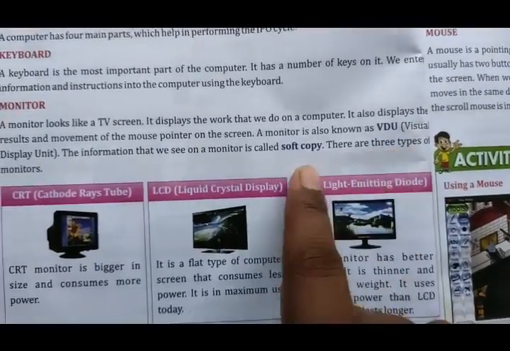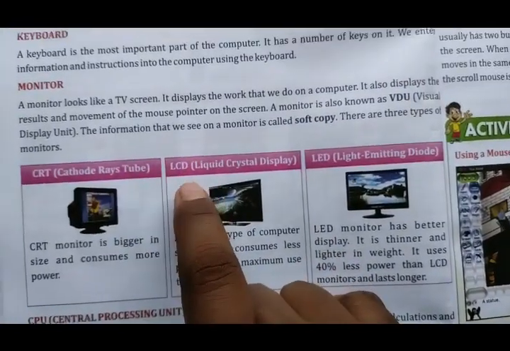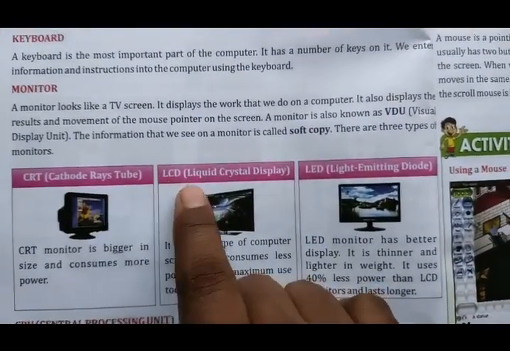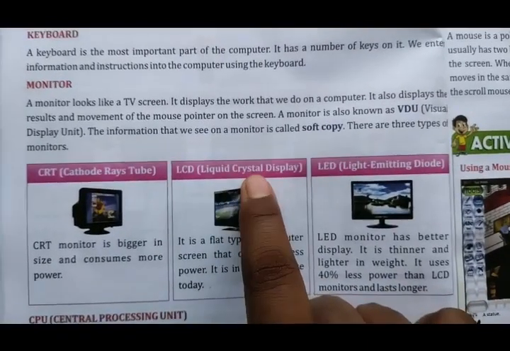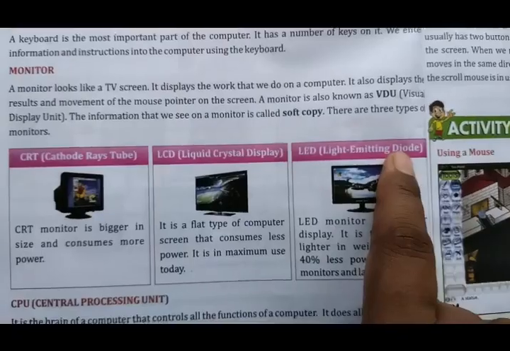There are 3 types of monitors. What are they? CRT, LCD, LED. CRT means cathode ray tube. LCD full form is liquid crystal display. Then LED, light emitting diode.